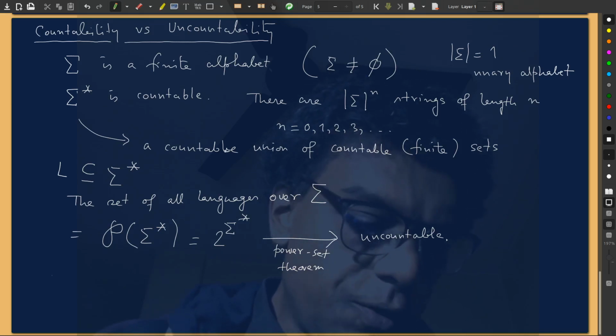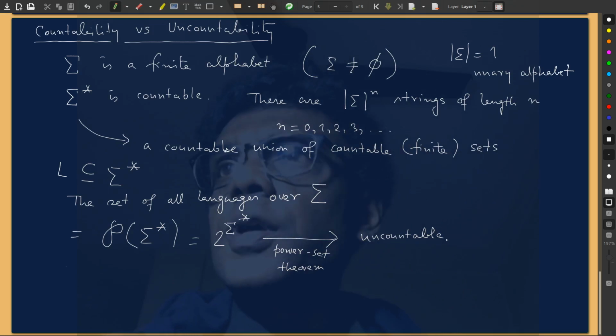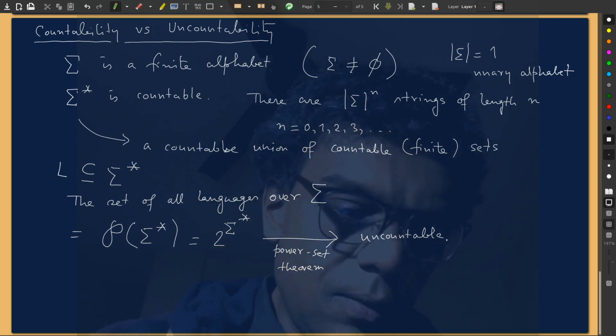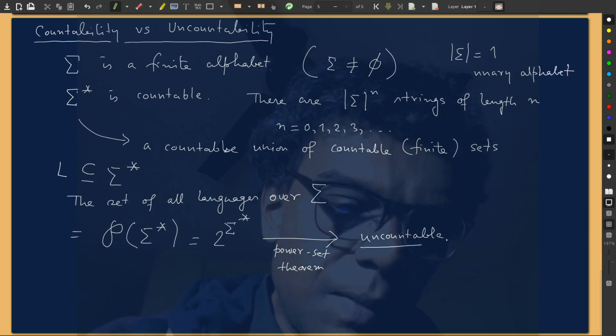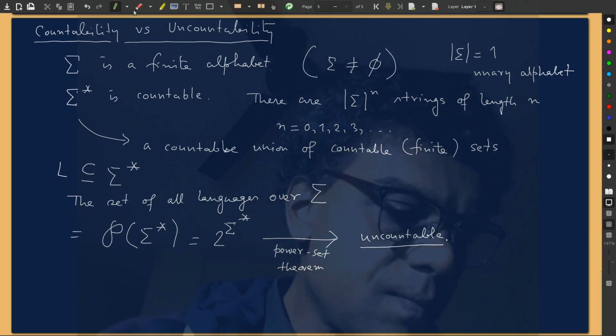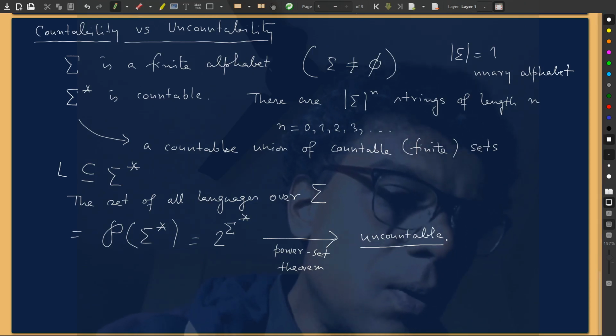So strings now, of course, the next question. So this is an important thing, just keep it in mind. The set of all languages is uncountable. Okay, so I will go to the next slide.